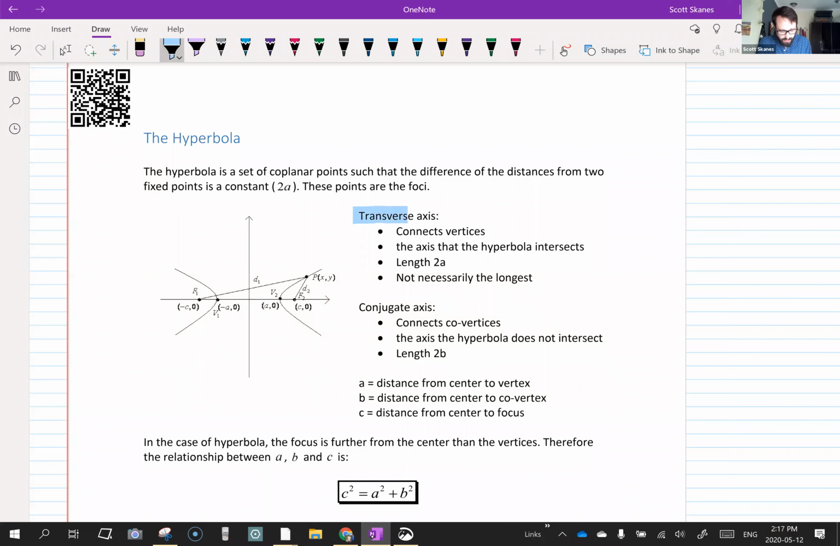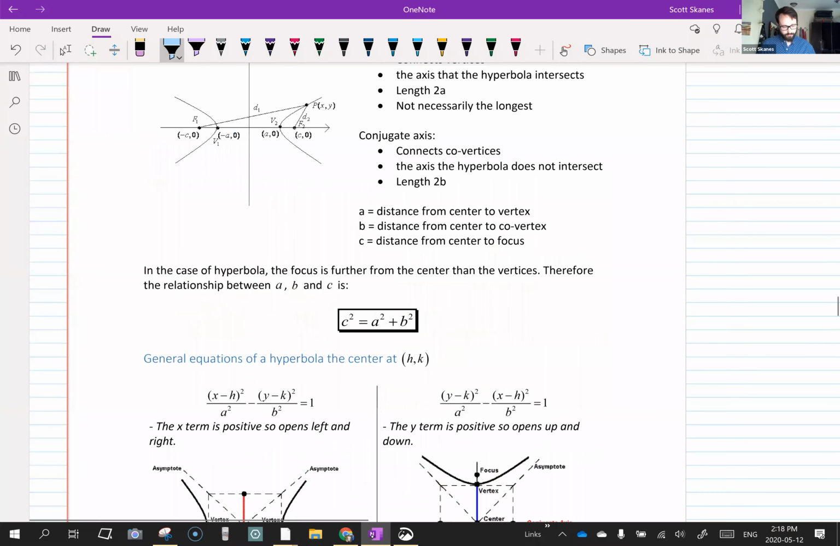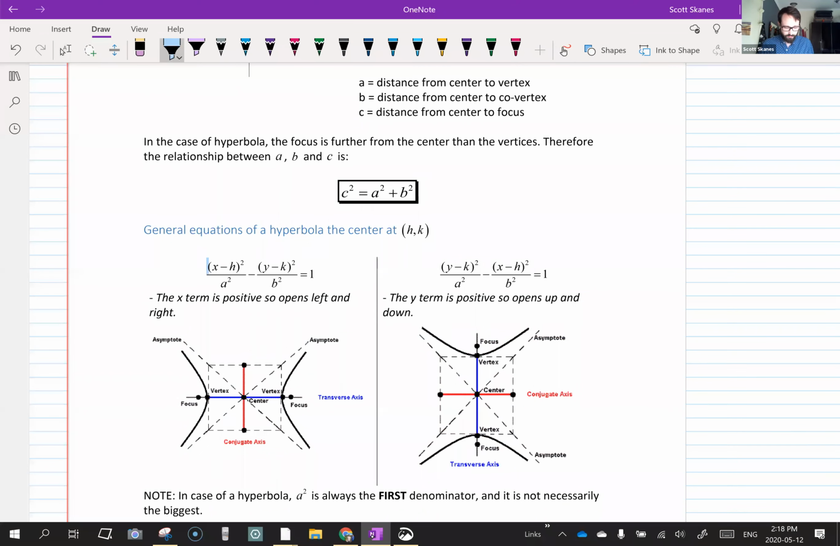So the transverse axis is something we never had before. What we had before was the major axis, yeah? So the major axis was always the one that was related to A. That's no longer the case. The transverse axis in this case is still related to A, but it's the one, let me go to the formula, the transverse axis will be whatever is related to the first term in our equations.